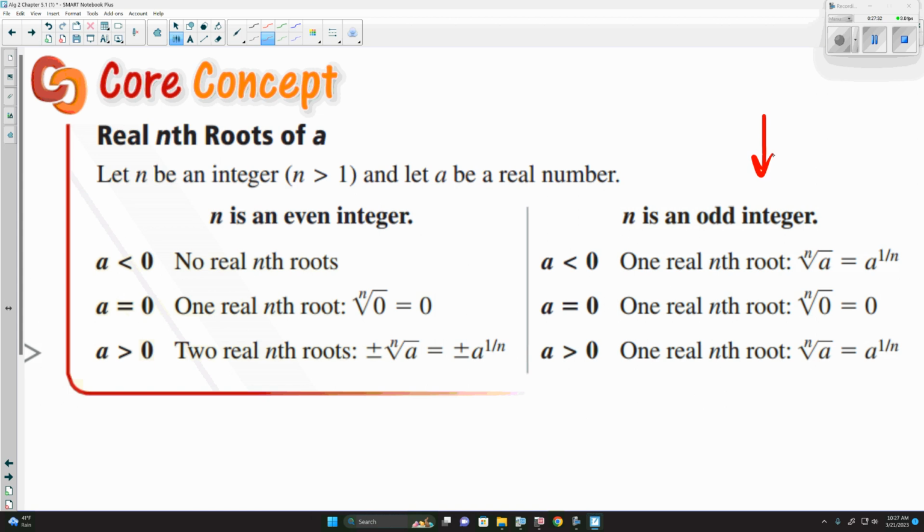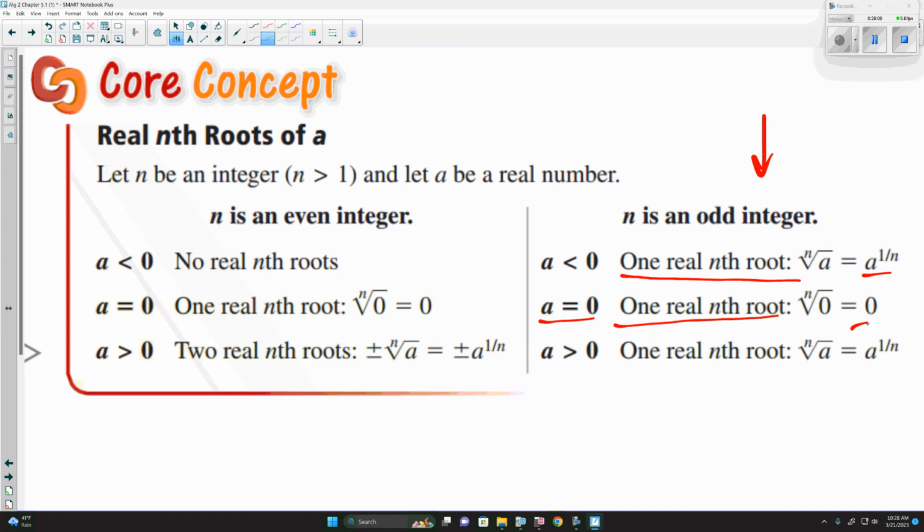If we take the odd root of a value greater than 0, so we take the odd root of a positive number, then the nth root of that will give us one real root. And it's just going to be whatever a to the 1 over that root is. Now if we take the odd root of 0, we get one real root. It actually works out to be 0.